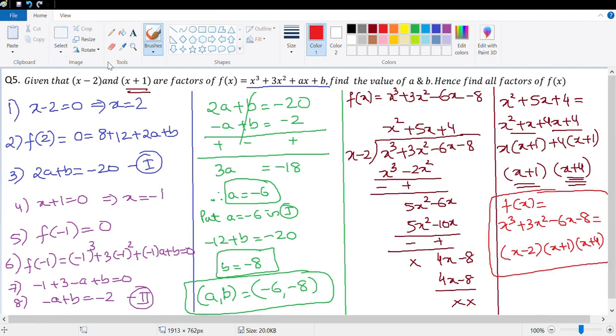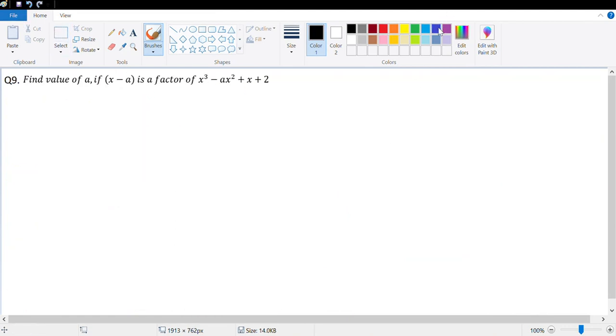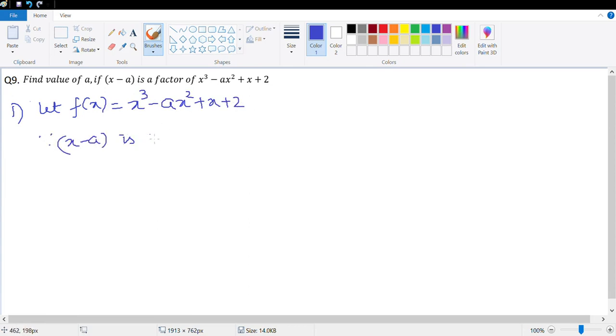Wonderful. That brings me to the last homework question of this exercise, which is question number 9. Find the value of a if x minus a is a factor of the given expression. Okay, so let f(x) is equal to x cubed minus ax squared plus x plus 2. Since x minus a is a factor, which means x minus a is equal to 0, which means x is equal to a. Therefore, the value of the expression when x is equal to a should be equal to 0.